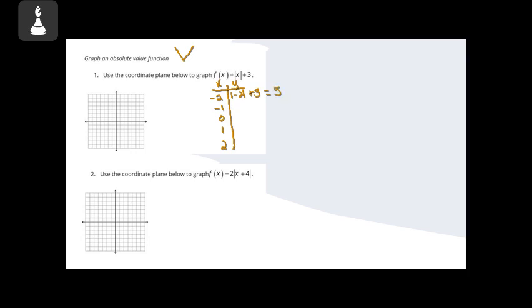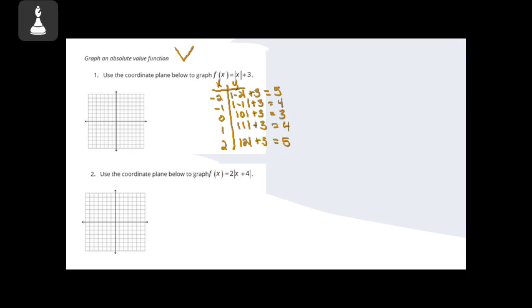Now I'm going to do the absolute value of -1 plus 3. Well, the absolute value of -1 is 1. 1 plus 3 is 4. Absolute value of 0 is 0 plus 3 is 3. Absolute value of 1 is 1. Add 3 makes 4. And the absolute value of 2 is 2. Add 3 is 5. So I'm going to plot those points and then connect them to make my absolute value graph.